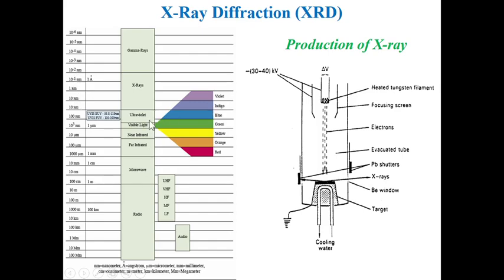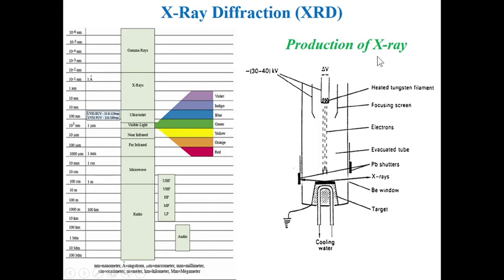So how is it produced? X-rays have high energy. If I compare visible light and X-rays, X-rays have much higher energy. Only for that reason, if you go anywhere in a medical facility or some lab, it is written that X-rays are there, and you have to take precautions about that.